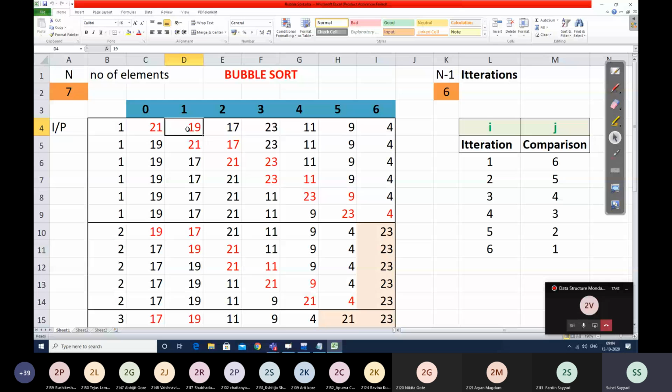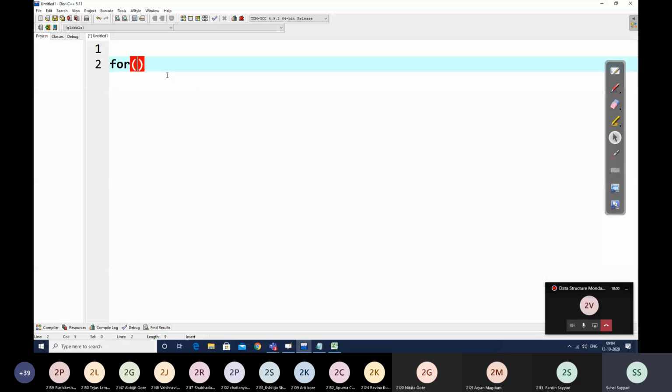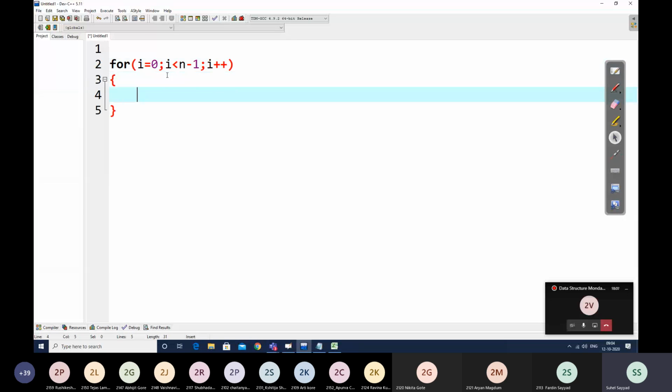So let us try to write the logic for this. First we have the for loop for i, which is for our iterations, written as for i equal to 0, i less than n-1, i plus plus. My dear students, if I take the value of n as 7 as we had in our example, what is n-1? It is 6, right? So what will be the possible values for i in this loop? 0, 1, 2, 3, 4 and 5.